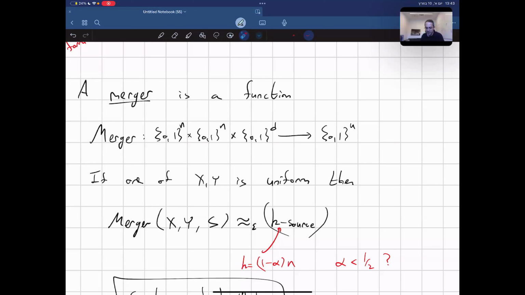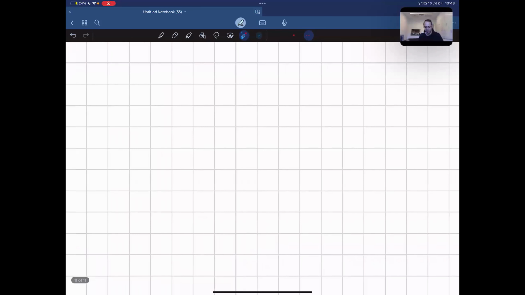So the thing you need to do actually is not to break the correlation. You need to somehow merge these random variables despite their correlations. Okay. So, and this is how we are going to do this. So this is the construction.